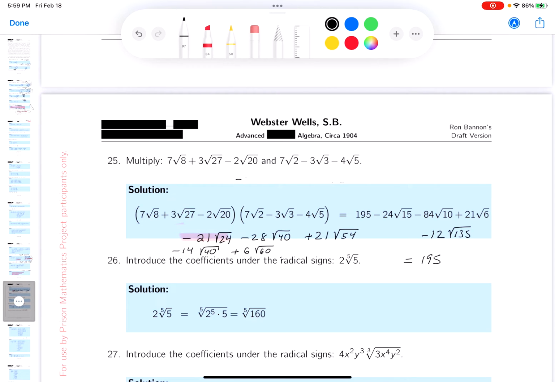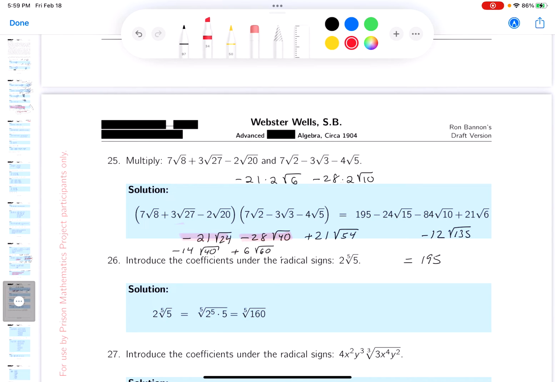That's going to be minus 21. Now, in 24, there's a 4, and the square root of 4 is a 2. And then what are you left with? A root 6. Right, let's go to the next one. Minus 28. And I'm looking at 40, and there's a 4 in that as well, and the square root of 4 is 2, and then I get a root of 10. Let me outline that for you. Just did this one. Let's go to the next one.